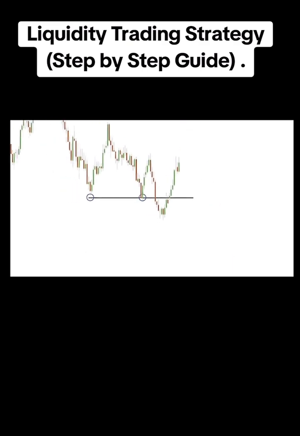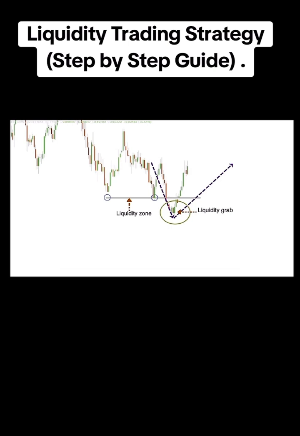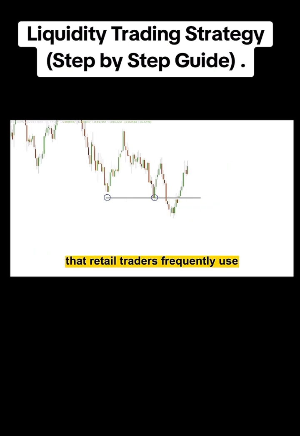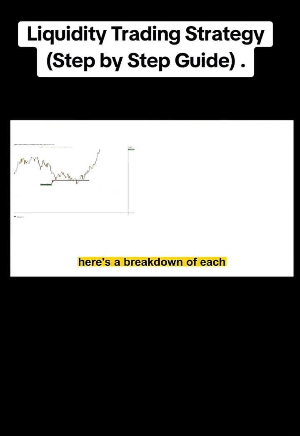When identifying liquidity zones, the key is to recognize areas where the market is likely to trap traders by triggering their stop losses or enticing them into positions, only to reverse the price direction. These zones tend to form around common technical levels that retail traders frequently use, such as support and resistance levels, trend lines, swing highs and lows, and patterns like double tops and bottoms. Here's a breakdown of each.